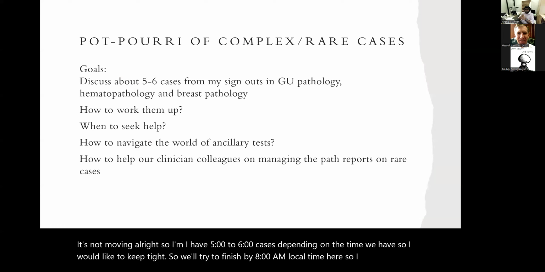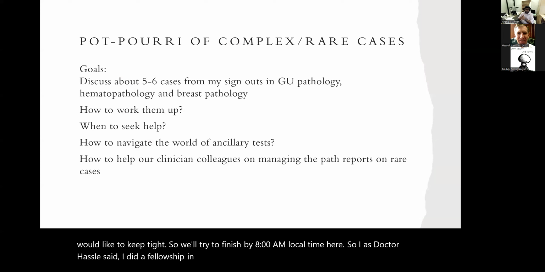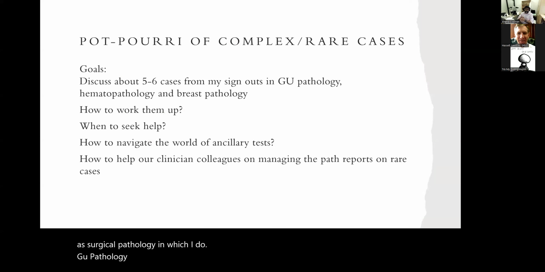So as Dr. Russell said, I did a fellowship in hematopathology. That's my subspecialty of interest, as well as surgical pathology, in which I do GU pathology and breast pathology. So the cases I chose are a spectrum from pretty much all these 3 subspecialties.